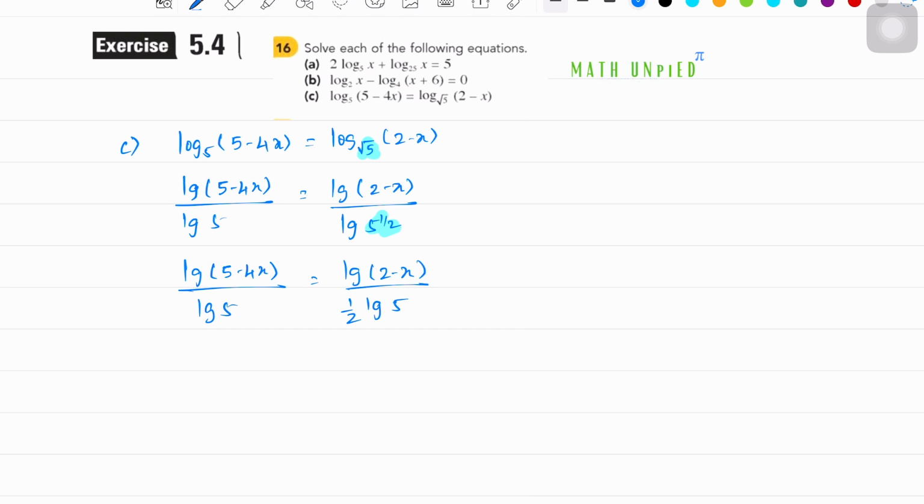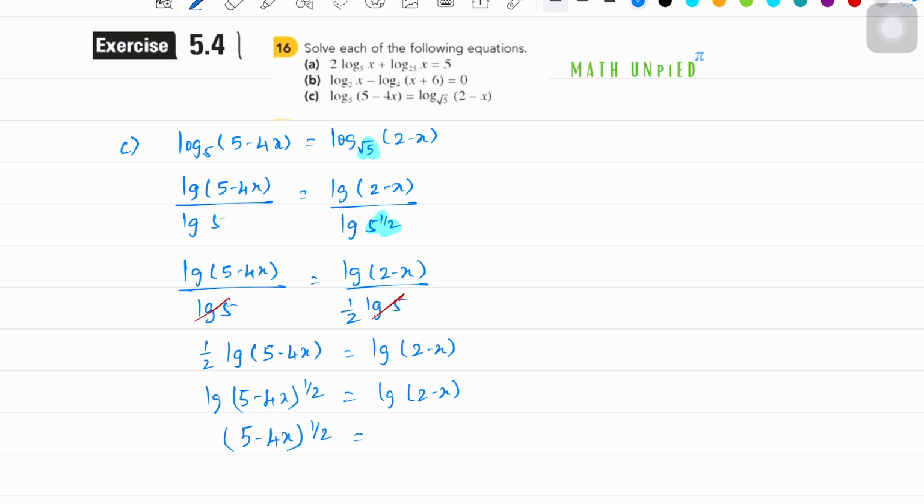Now we can cancel log 5 on both sides. Also we can cross multiply this half to the numerator on the left hand side. So this is half log 5 minus 4x equals log 2 minus x, and 5 minus 4x power half equals log 2 minus x, and now you can remove the log and write 5 minus 4x power half equals 2 minus x. Now we'll solve this.